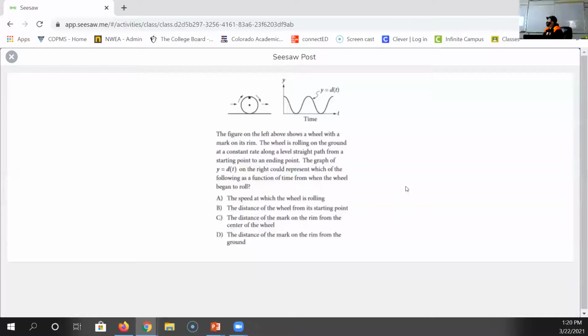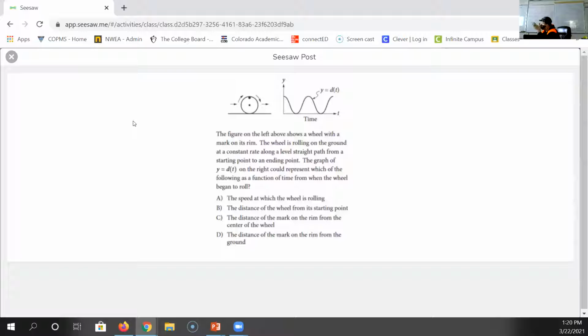Alrighty, folks. So on the bell work, it says that the figure on the left above shows a wheel with a mark on its rim. Okay, and the wheel is rotating this way. The wheel is rolling on the ground at a constant rate along a level straight path from a starting point to an ending point. The graph y equals d of t on the right could represent which of the following as a function of time from when the wheel began to roll.